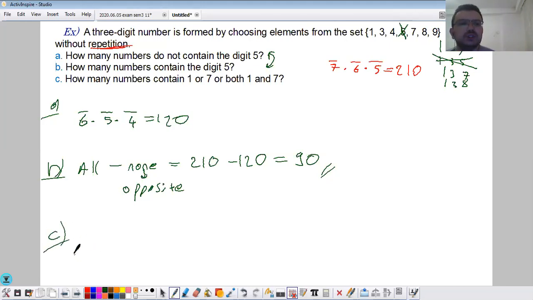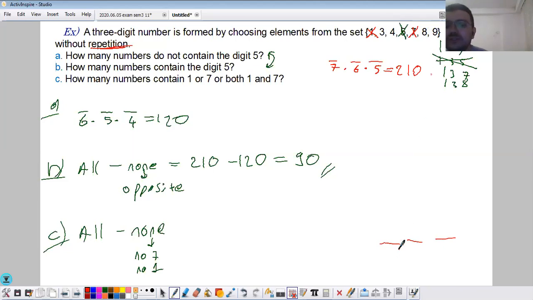A, B, C. So how many numbers contain 1 or 7 or both of them? In here we will again use all minus none, which is we should find how many numbers have no 7, no 1. Let's do it with another color so you see the difference. We remove the options 1 and 7 to create a 3-digit number. So without 1 and 7, we have 1, 2, 3, 4, 5 more options. 5, 4, 3 numbers. 5 times 4, 20, times 3, 60.